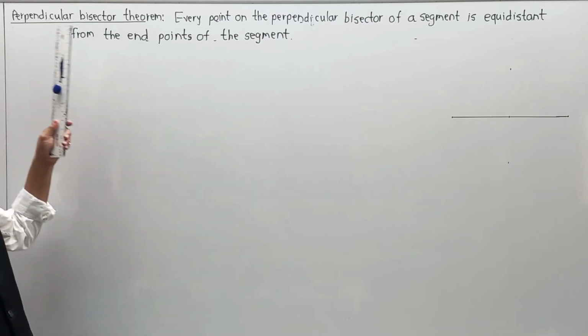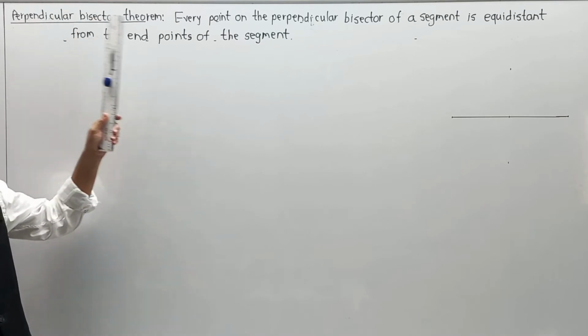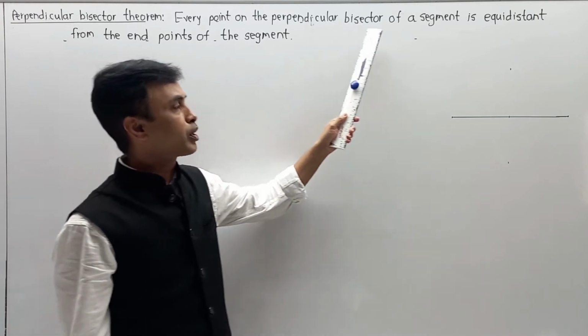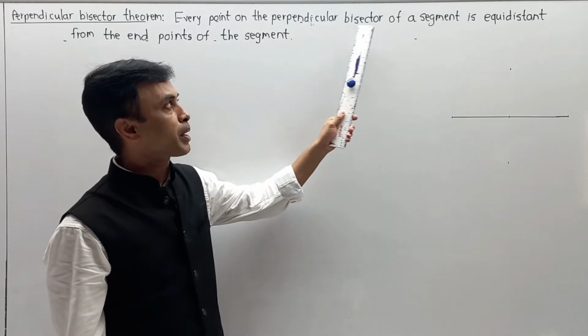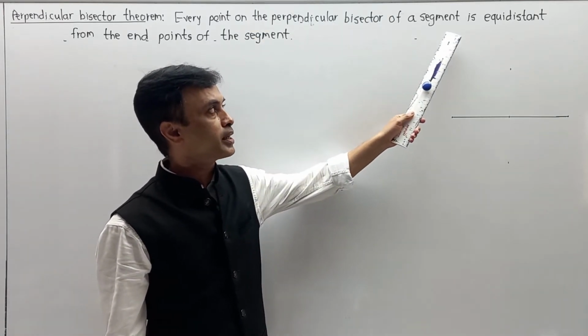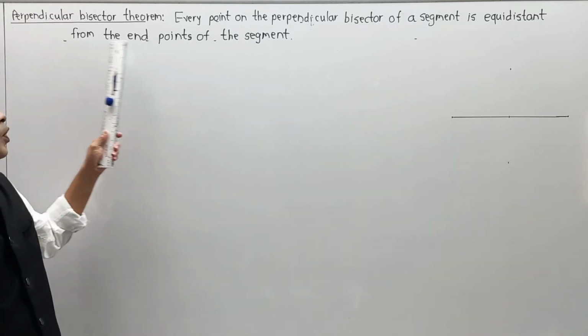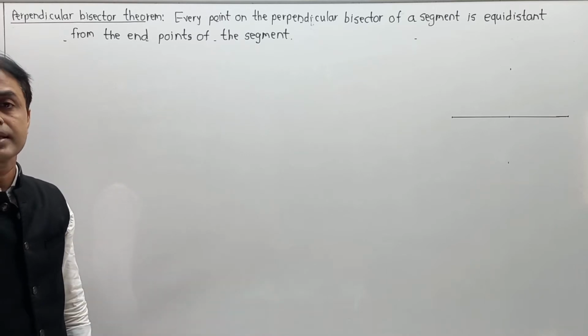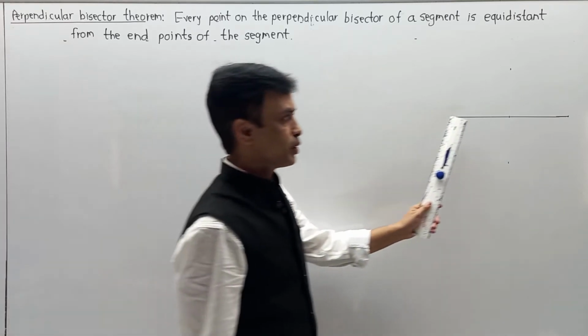The first is the perpendicular bisector theorem, and the statement is: every point on the perpendicular bisector of a segment is equidistant from the end points of the segment. What does this statement mean? I am going to clear it up over here.